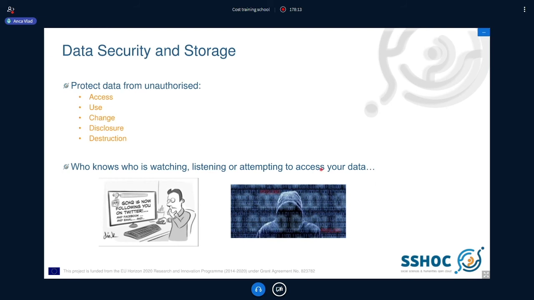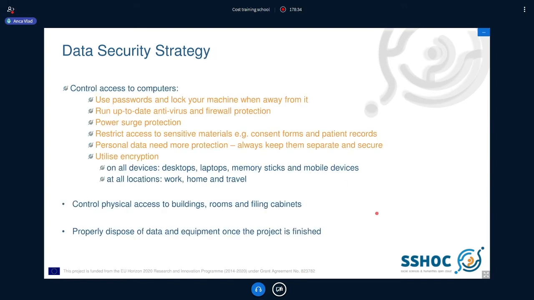We will now look briefly at data security and storage issues. So it's very important when collecting data to think in advance about mechanisms and procedures that need to be put in place to prevent unauthorized access, use, change, disclosure, or destruction of our data. So especially when we talk about personal data, this is very, very important. So what are possible solutions and how do we go about adopting data security strategies? So some of this information is perhaps very basic, but it's essential to avoid the issue we spoke about in the previous slide. So controlling access to computers by using secure passwords and locking our computers when away, ensuring that our antivirus protection is up to date, that we protect our computers from power surges that might render them useless.